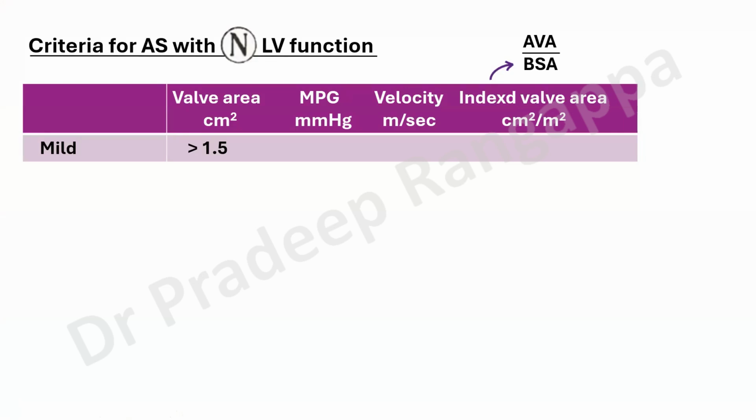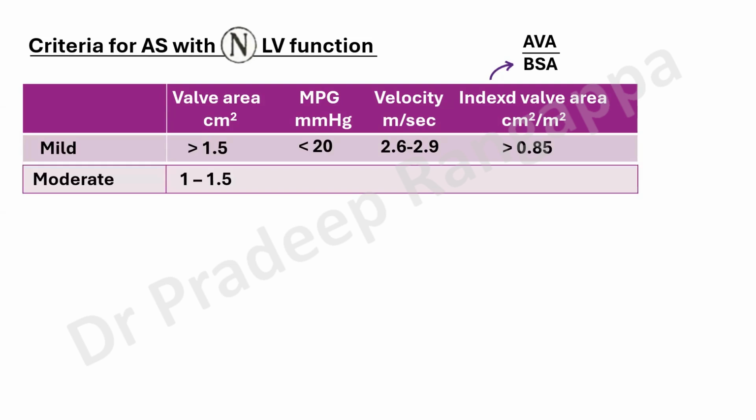So just to recap, the criteria for aortic stenosis, which I think I covered in the last video also. It is called mild if valve area is more than 1.5 centimeters squared, mean pressure gradient is less than 20, and velocity is 2.6 to 2.9 meters per second. And indexed valve area, which is aortic valve area divided by body surface area, is mild if it is more than 0.85. Moderate: valve area is 1 to 1.5, mean pressure gradient is 20 to 40, velocity is 3 to 4, and indexed valve area is 0.6 to 0.85.